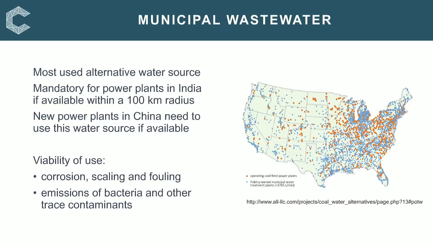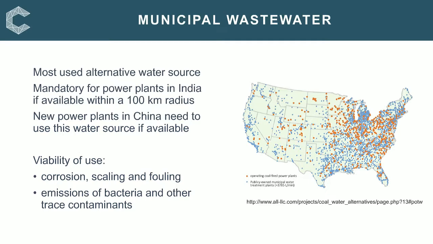So I'm just going to look at municipal wastewater as an example since this is the most used alternative water source for cooling towers. The other sources were discussed in a previous webinar which I gave in July last year, which of course you can still listen to. India has made it mandatory for power plants to use this wastewater source if it is available within a 100-kilometre radius. And the Chinese government has also recognised the importance of fully utilising its municipal wastewater resources. Their policy is that all new power plants will need to use this water source, that is, if it is available.